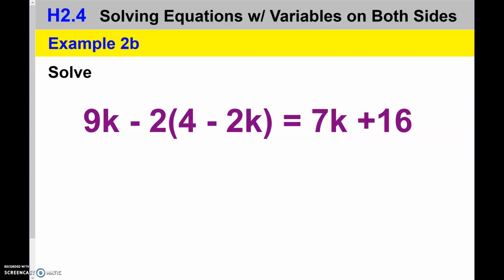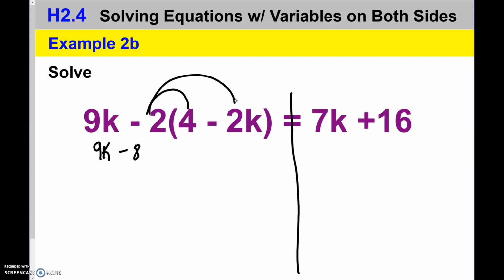All right. So this one, I believe, is going to be one of the tougher ones that we have to do. So let's see what's going on here. First, I want to distribute because I want to get rid of those parentheses. So 9k. Now negative 2 times 4 is negative 8. Now negative 2 times negative 2 is going to be minus 4k. That is incorrect. A negative times a negative is a positive 4k. And then we still have 7k plus 16.